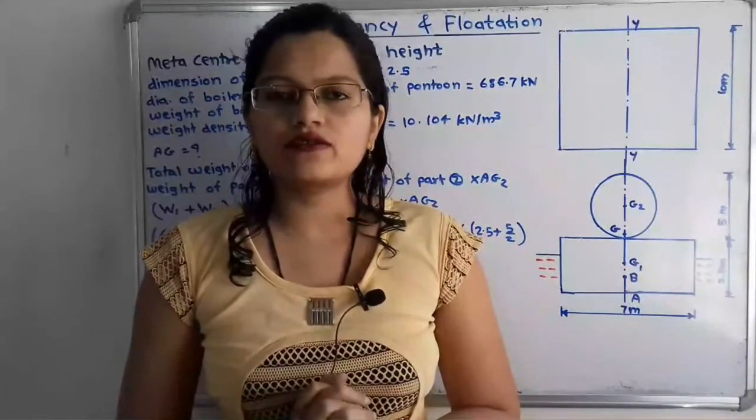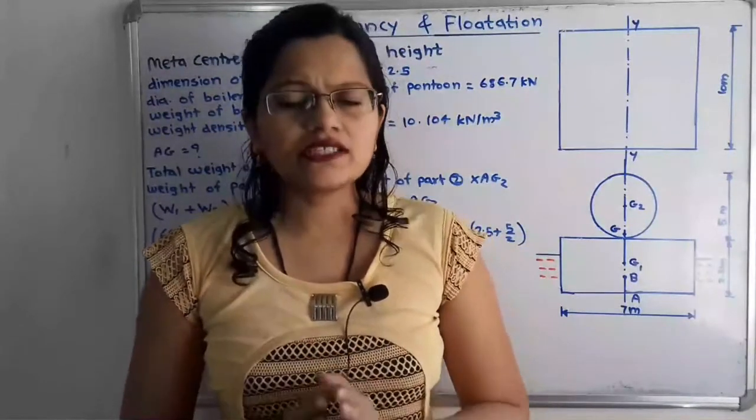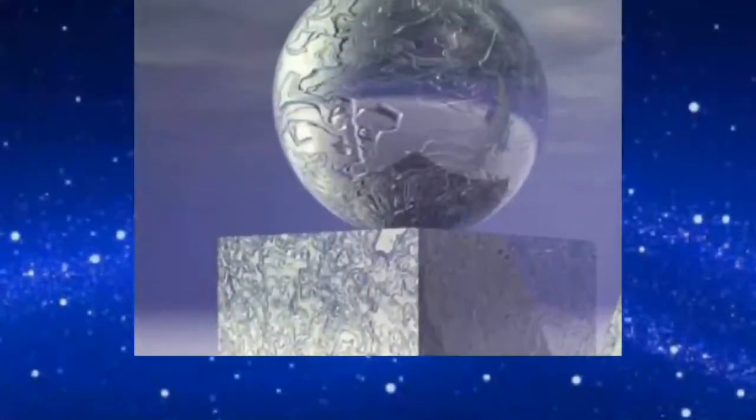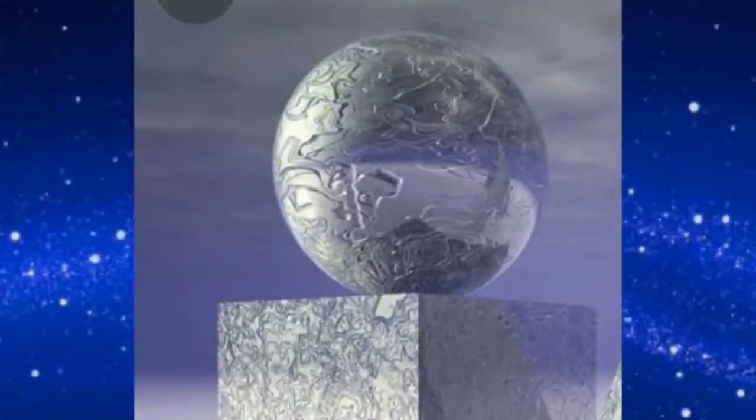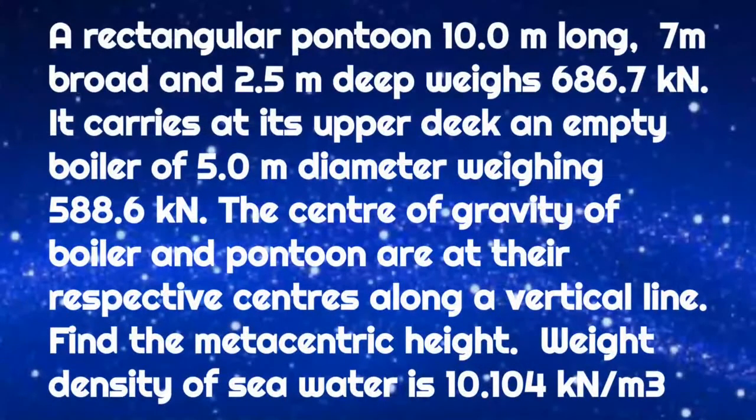Today we are going to solve a problem on buoyancy and flotation. In this video we are going to solve a problem about the metacentric height of combined body parts. That is, a rectangular pontoon carries a boiler on it. So first I will read the given problem.